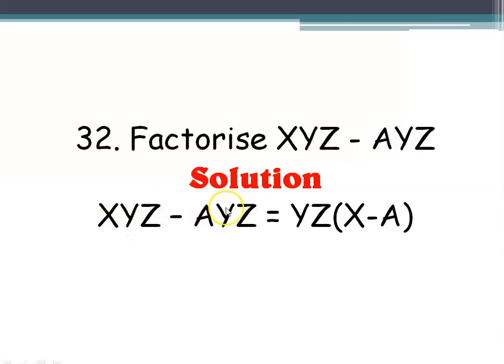So factorize means I should bring out the common factor, isn't it? xyz, ayz, yz is common to both of them, so I'll bring that out, yz. So if I say xyz divided by yz, I'll be left with x, and then if I say ayz divided by yz, I'll be left with a. So that gives me yz into brackets x minus a, isn't it? Just as simple as that.